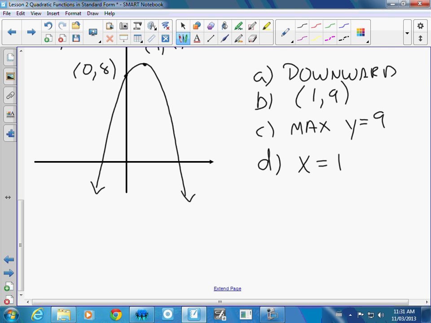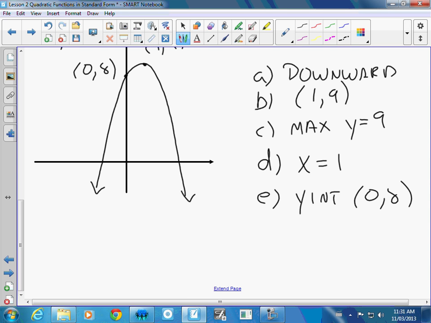X and y intercepts. We know the y-intercept. What was it? Oh yeah, the y-intercept is 0, 8. Or you put y-intercept equals 8. I'd accept both of those in that case. We'll do the x's in a minute.